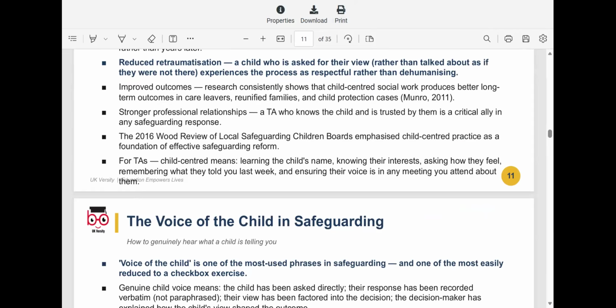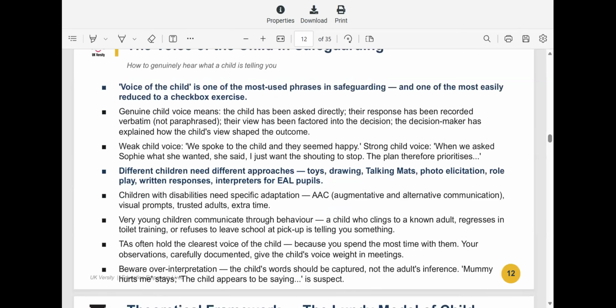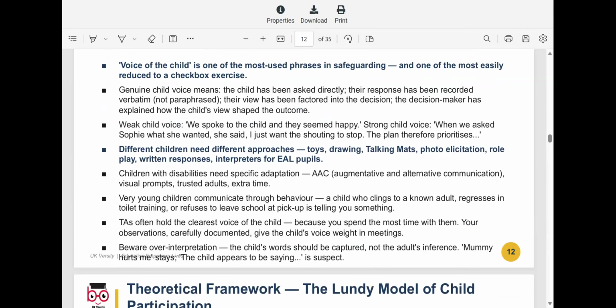And the teaching assistant, if they listen to them, the child feels like they are being heard. It's really important. The voice of the child in safeguarding, sometimes it's really hard to get anything out of a child, but the voice of the child is one of the most used phrases in safeguarding, and it's where you actively listen and observe and include a child's feelings and views, and how they are being affected.